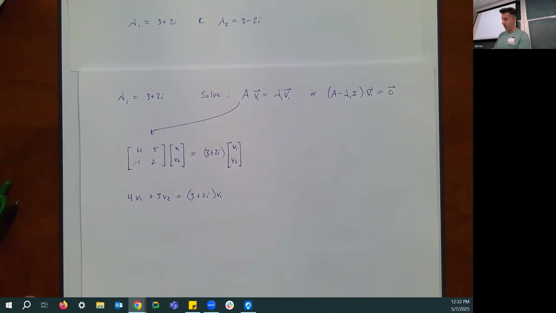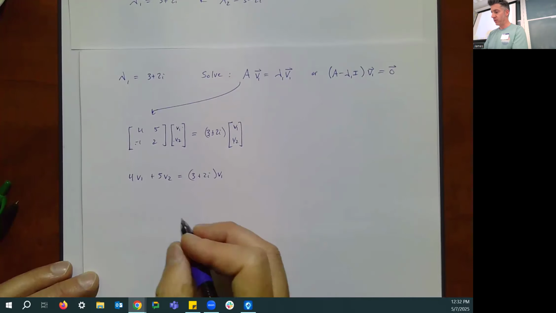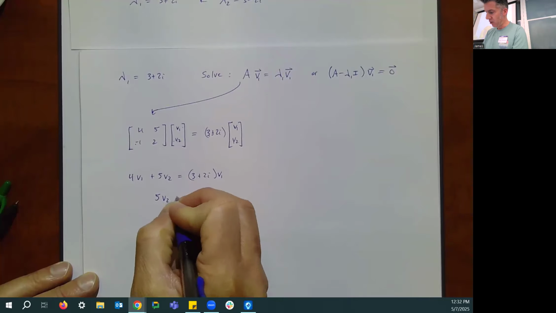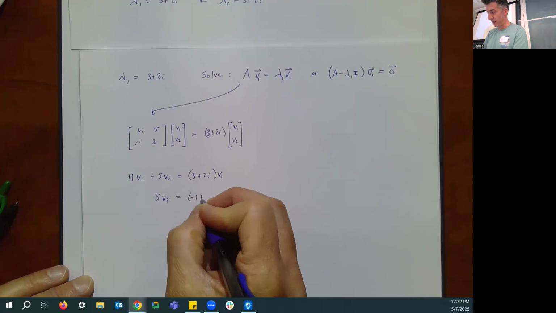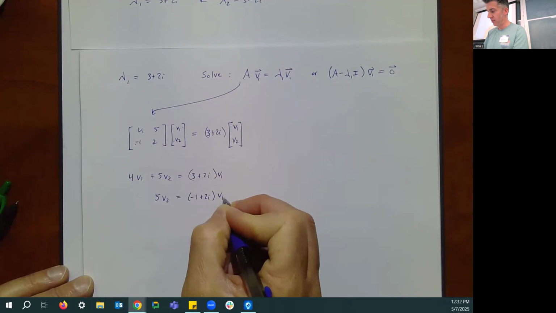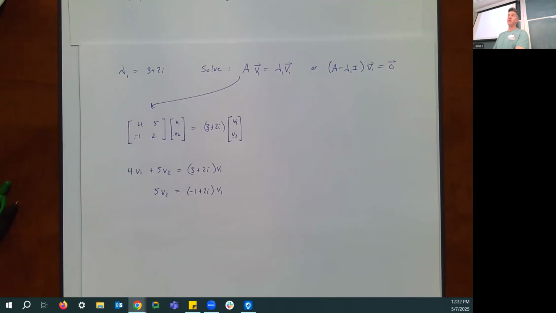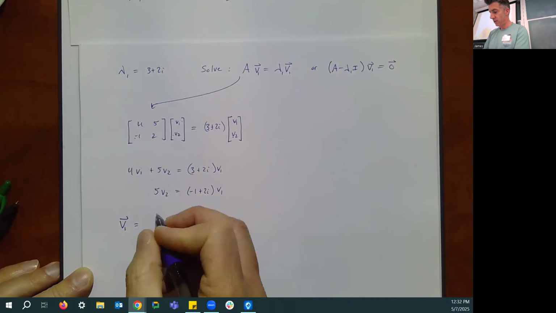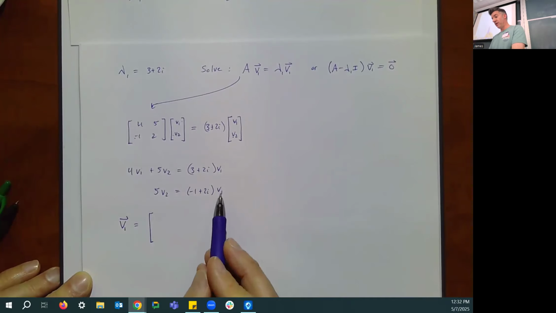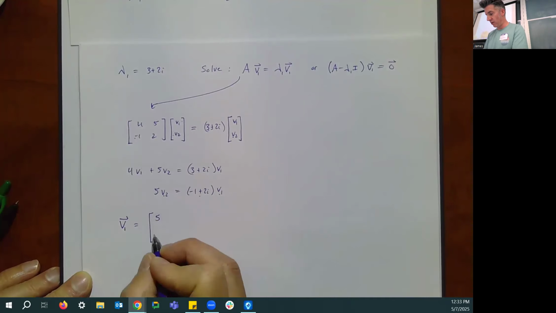I would bring all my v1s to the right side, sorry. So if I subtract 4v1, here's what I've got. 5v2 equals 3 minus 4, which is negative 1, the plus 2i is still there, multiplied by v1. And I feel like I've softened on this stance a little bit. This way doesn't seem quite so bad to me the more I do it this way. So if I was going to write my eigenvector, I'm not going to go any further. I'm going to say that my eigenvector is, well, v1 is the coefficient of v2, and v2 is the coefficient of v1.